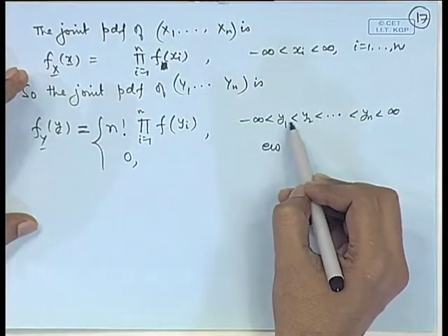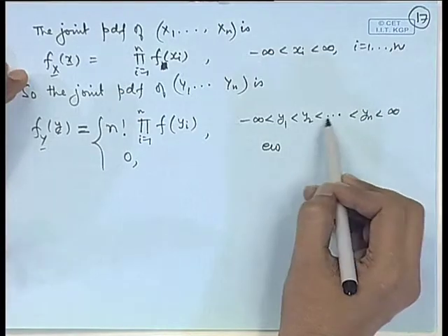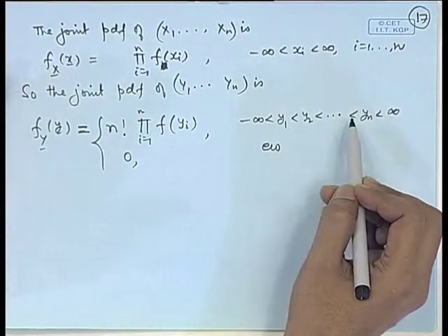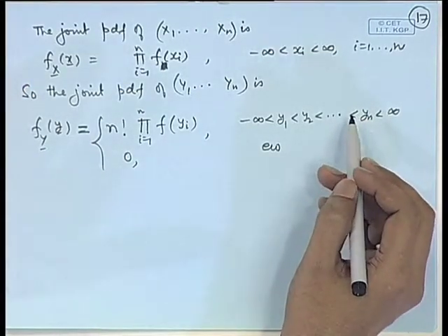We may have the cases where y 1 is equal to y 2 or say y s is equal to y s plus 1 for certain s. Since we are assuming continuous distributions, the probability of two variables being equal is 0, and we can ignore this. So, you can see here that the joint distribution of y 1, y 2, y n can be written.